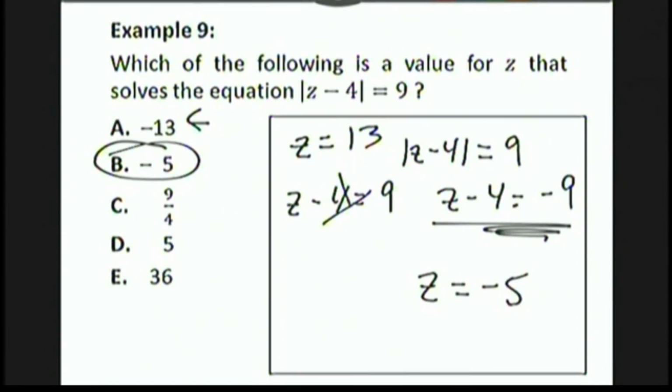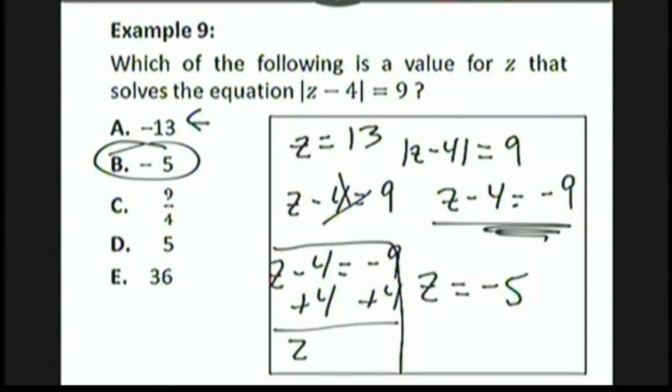Again, we could do this formally. And I'll just do the second one by adding 4 to each side of this equation to get z equals negative 5.